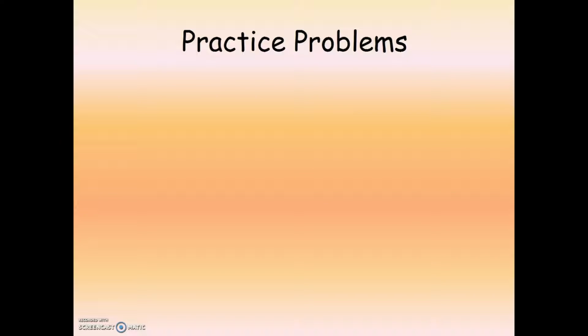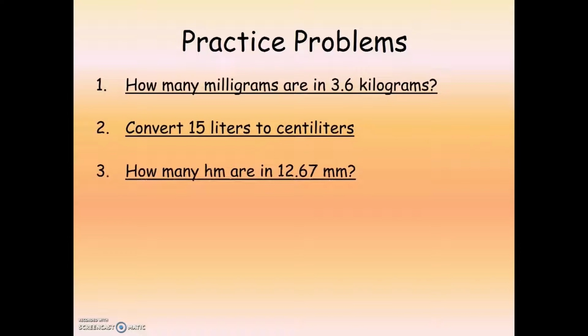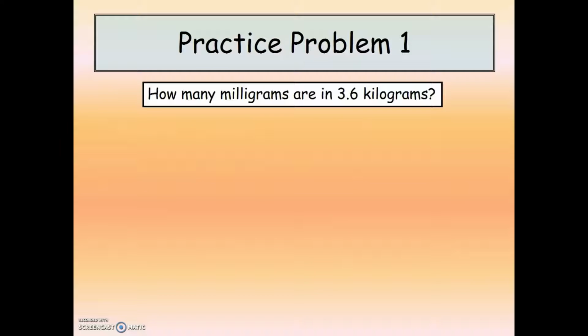So let's do some practice problems. How many milligrams are in 3.6 kilograms? Converting 15 liters to centiliters. How many hectometers are in 12.67 millimeters? Converting 128,650 milliliters to decaliters. And lastly, Jason runs 1.61 kilometers. How many meters did he run? So let's start with that first one.